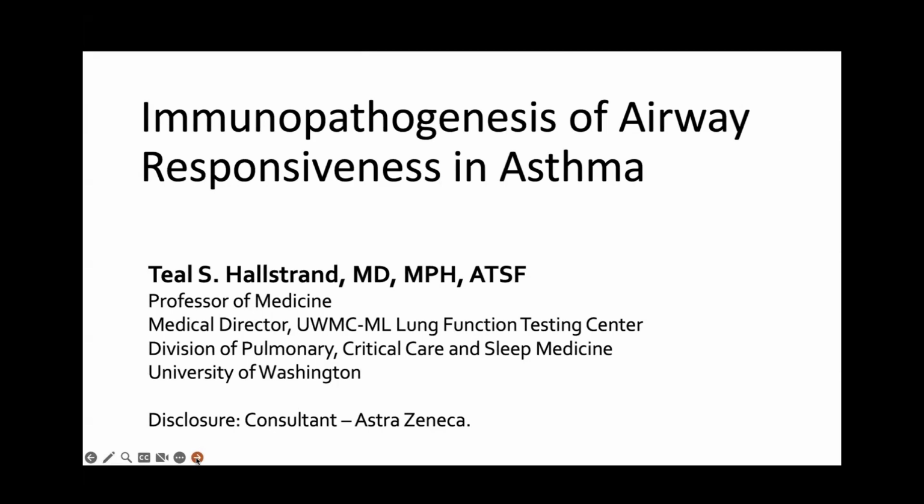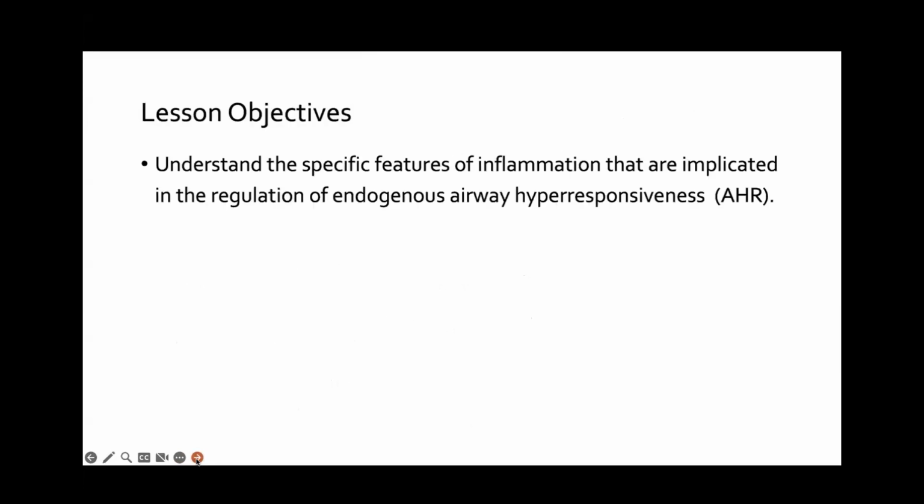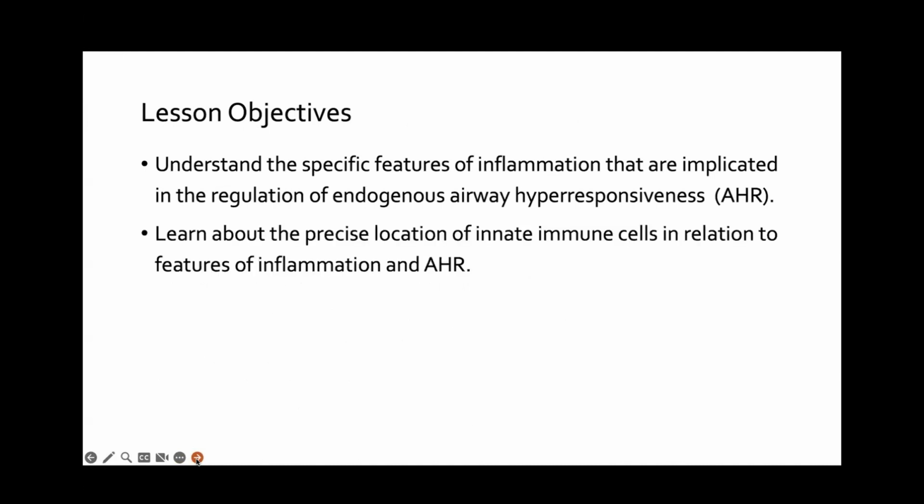Responsiveness. This is actually the main thing that I work on in my laboratory. We've been continuously funded for about 20 some years in this area in asthma. So we're really going to try to understand how the features of inflammation relate to what we call endogenous hyperresponsiveness, also called indirect hyperresponsiveness. These are the endogenous triggers for asthma.